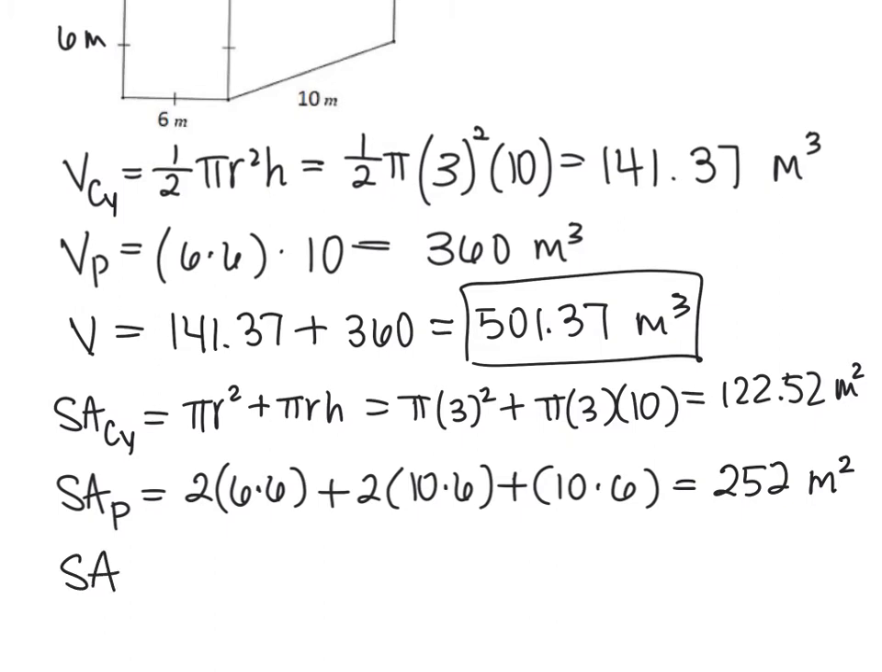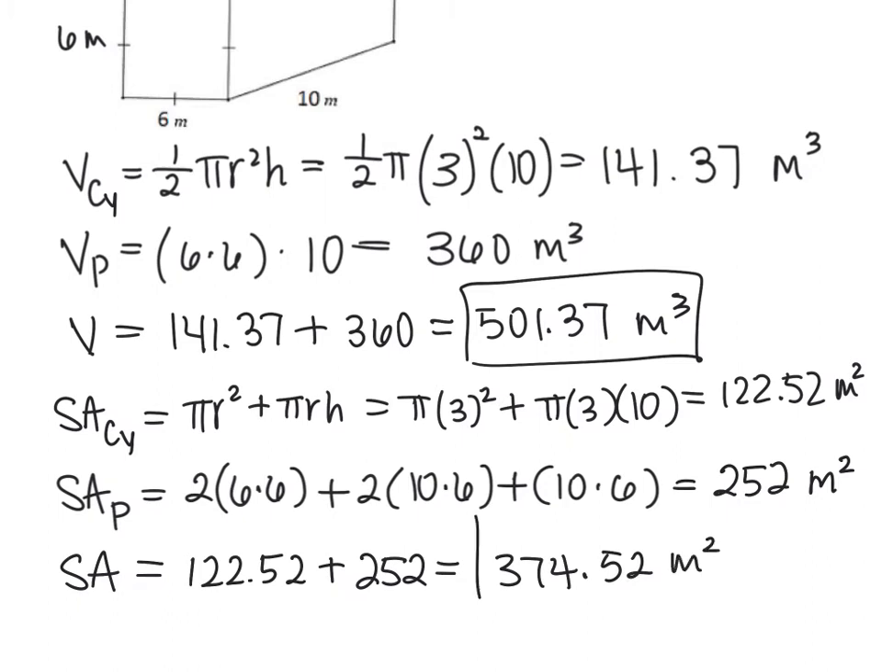So it means our total surface area is the 122.52 plus the 252, giving us a total surface area of 374.52 meters squared.